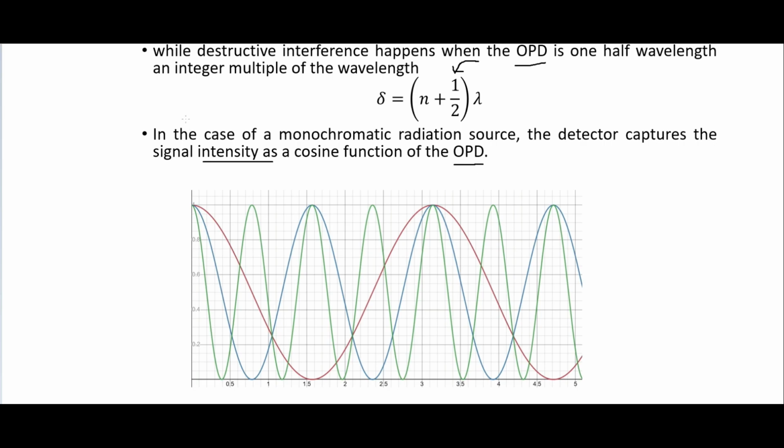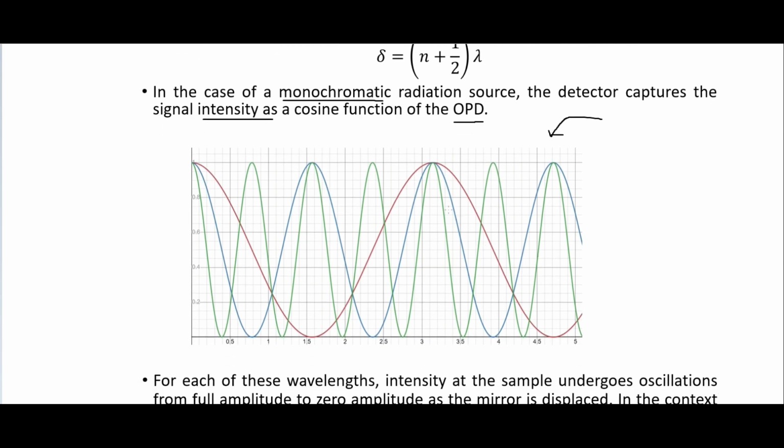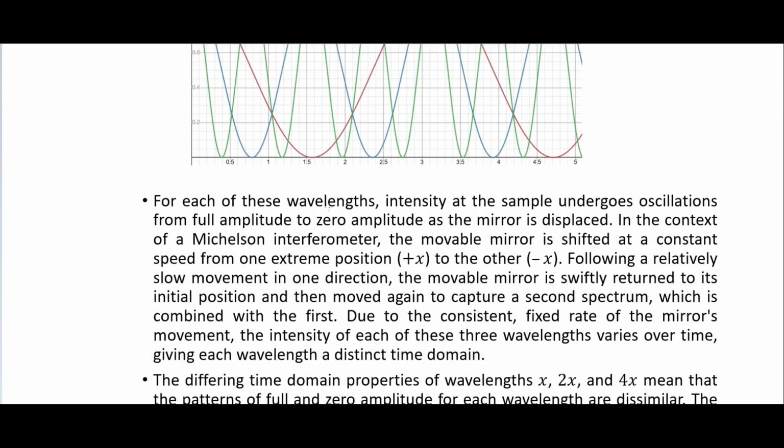And so this is saying for monochromatic light, but in our FTIR, we're often using not monochromatic light, but multiple wavelengths. And so we can have these multiple wavelengths here, where we see here we have some constructive interference. Here, 2 of them are constructively interfering, but 1 is destructively interfering, and so on. So it's this complicated mixture of these wavelengths here. And so for each of these wavelengths shown up here, intensity at the sample undergoes oscillations from full amplitude to 0 amplitude as the mirror is displaced.